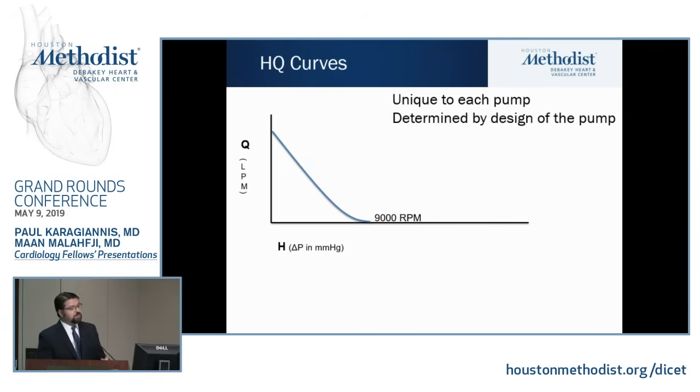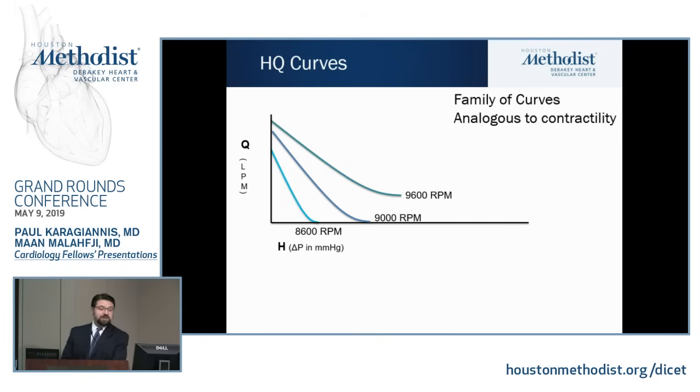An important thing is that the HQ curves are unique to each pump, depending on the characteristics of the pumps themselves: the impeller shape, the angles, the dimensions of the pump help determine the shape of the HQ curve. The other thing that's important to realize is that the HQ curves are actually a family of curves. The curves change depending on the RPM setting of the VAD. So here we have three different curves, from 8600 all the way to 9600. And you can see that at 8600, the curve is steeper. There's a steeper relationship between delta P, the pressure differential, and flow.